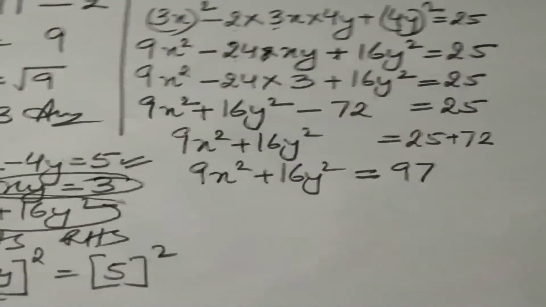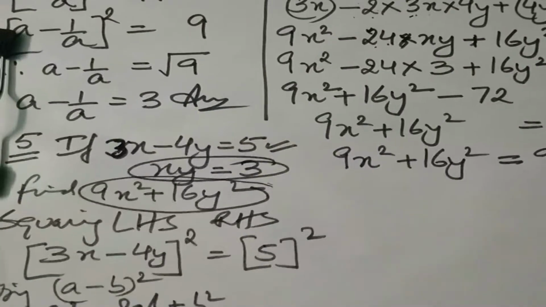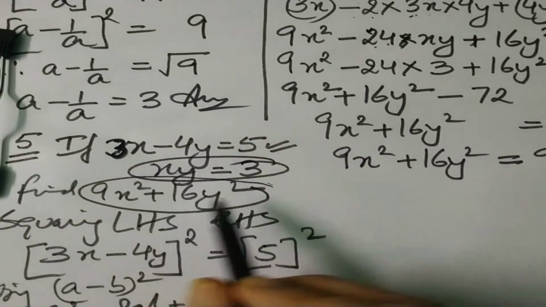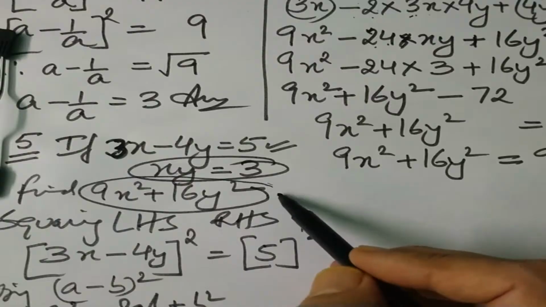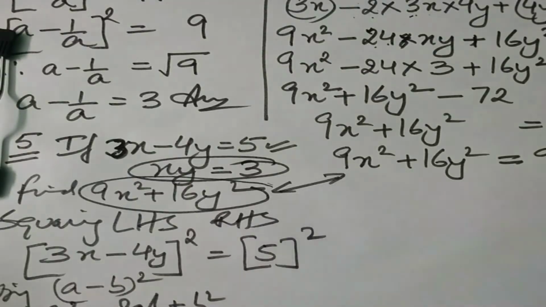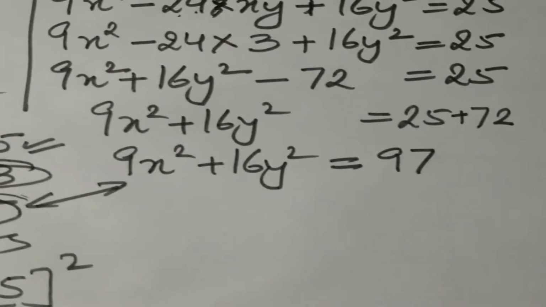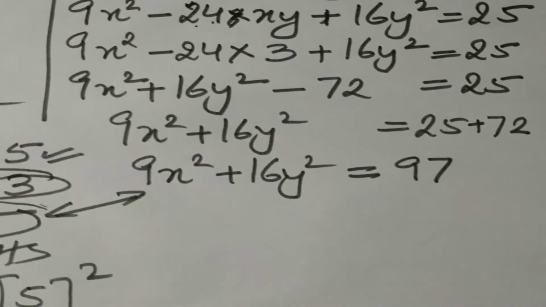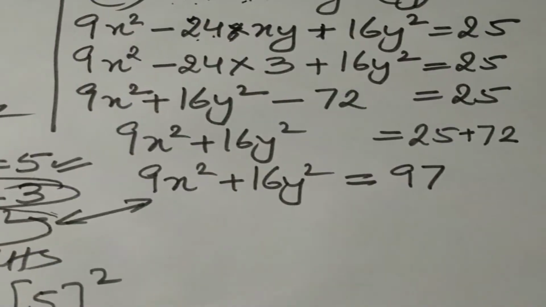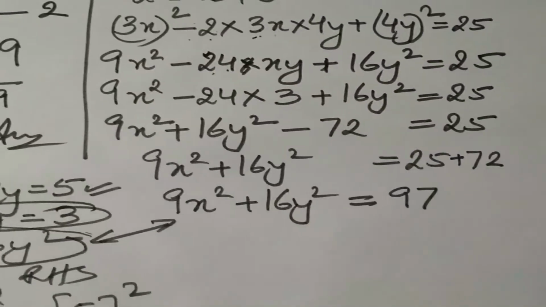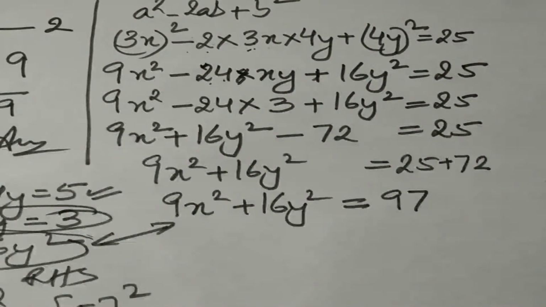So I have got the first answer. 9x square plus 16y square I have got. It was written, so I have got this answer. 9x square plus 16y square and the answer is 97. Okay, so this is an important question. Try to do the extra questions which I have given.